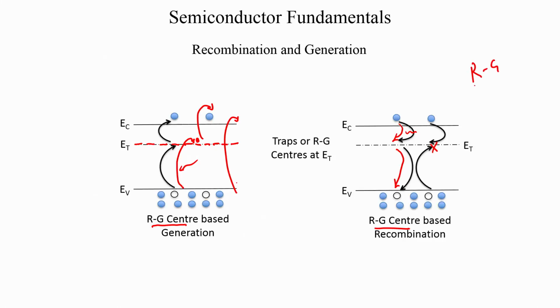So, RG centers are simply recombination generation centers, or we can also call them traps. And these traps are all sitting at this energy level ET.